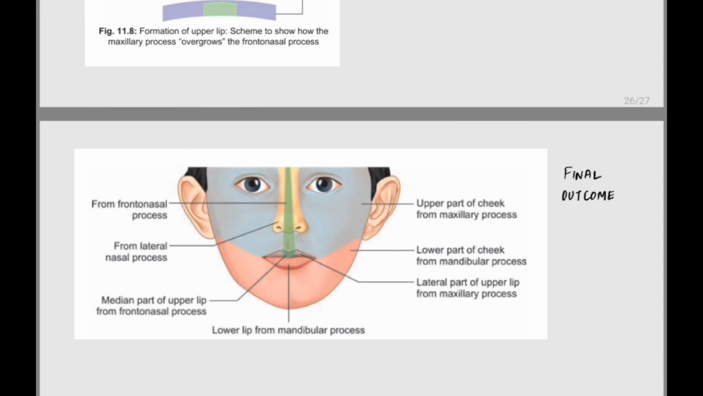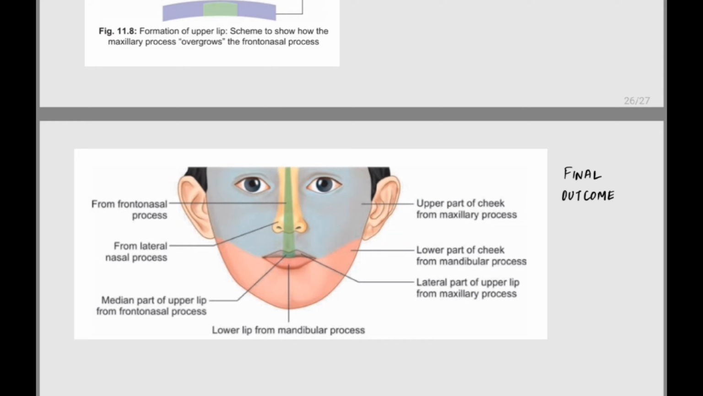Now that we understand the 5 facial prominences, let us see how each one contributes to the adult face. The frontonasal process forms the bridge of the nose, the tip of the nose, the philtrum, and the central part of the upper lip. Remember, the middle of the upper lip comes from the frontonasal process, not the maxillary process. Now, coming to the lateral nasal process, it gives the ala of the nose. They do not contribute to the upper lip.